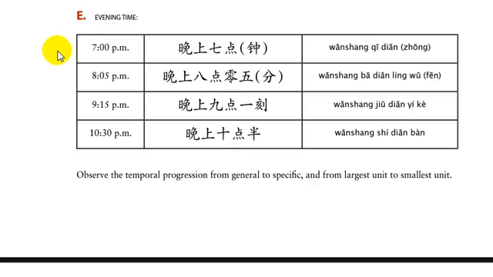When it's evening, they like to throw this 晚上 before saying the time. So if it's 7 p.m. or 7 in the evening, they say 晚上7点, evening 7 o'clock. 晚上7点，晚上8:05，晚上9:01，晚上10:30. Okay? So if it's the evening, they usually stick the word evening, 晚上, before the time.